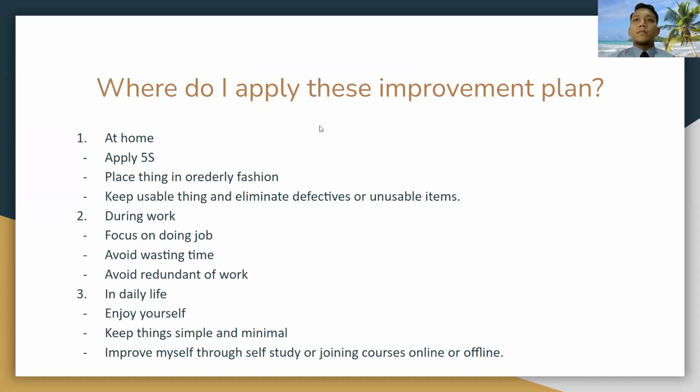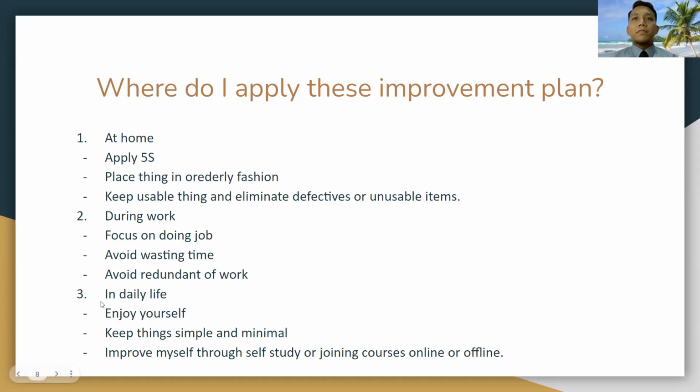Okay. So where do I apply this improvement plan? Firstly, at home, apply 5S, place things in an orderly fashion, keep usable things, and eliminate defective or unusable items. Secondly, during work, focus on doing the job, avoid wasting time, avoid redundant work. For example, we do the same thing over and over, two or three times, while you can do it simply: you do it and then check back, so make everything simple.